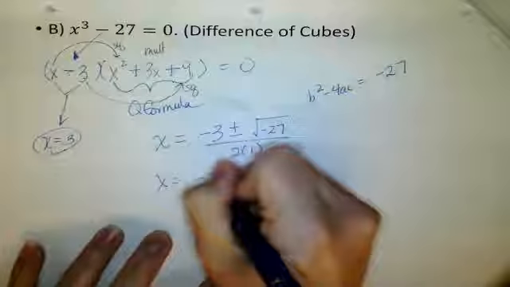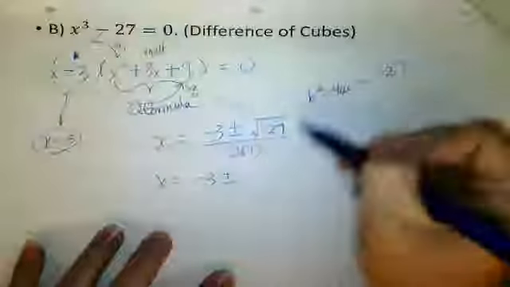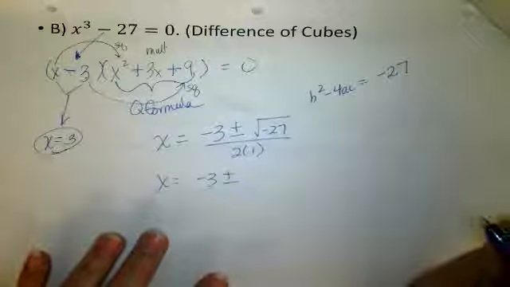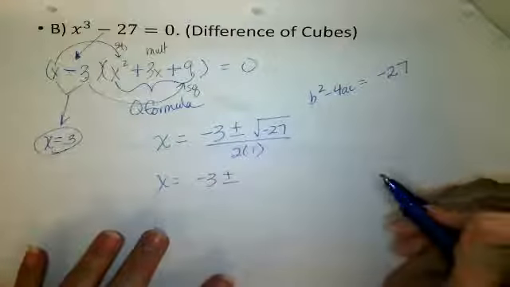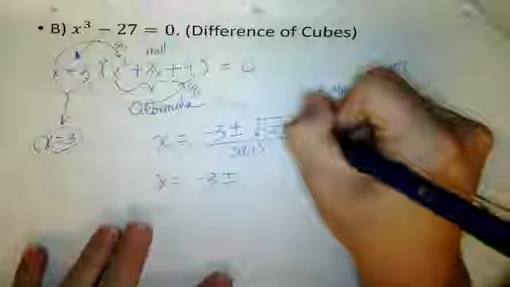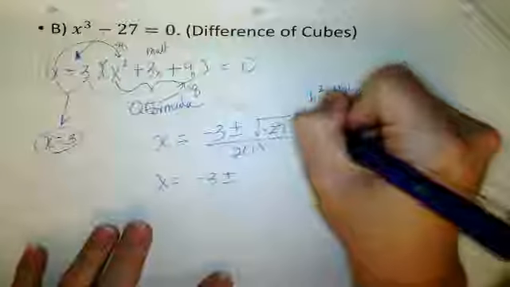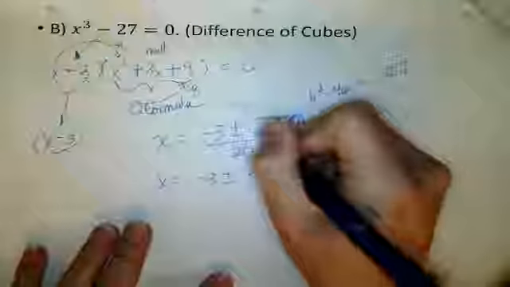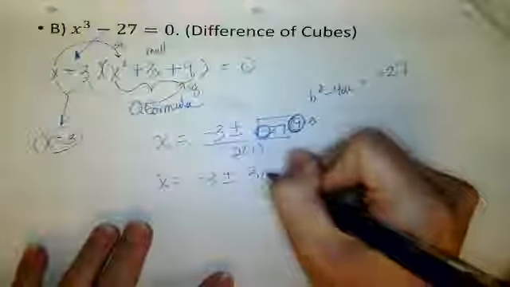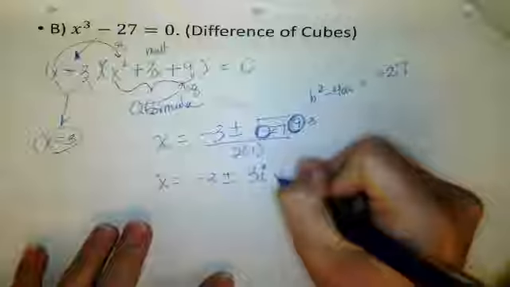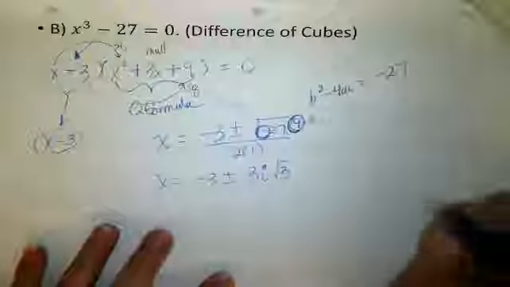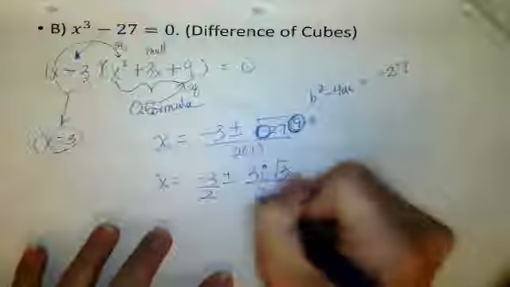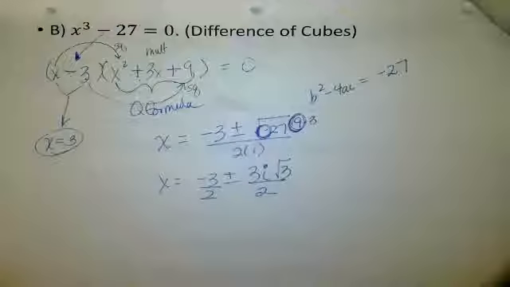All right, so I get negative 3 plus or minus. How does radical negative 27 clean up? 3i radical 3. Very good. 27 is 9 times 3. The square root of 9 is 3. What's the square root of negative 1? i, and then the radical 3 stays, and then each of these gets divided by 2.